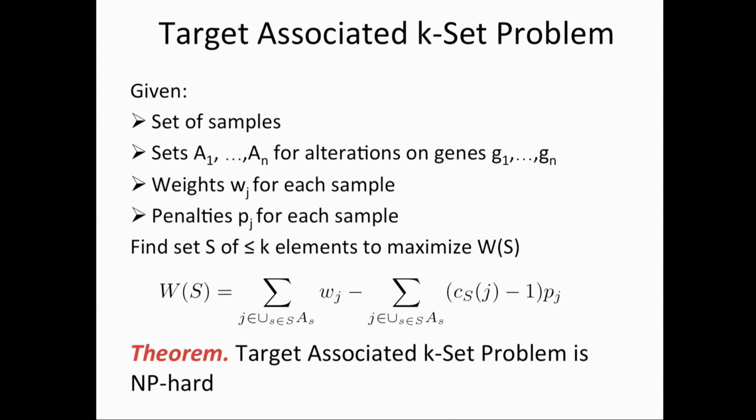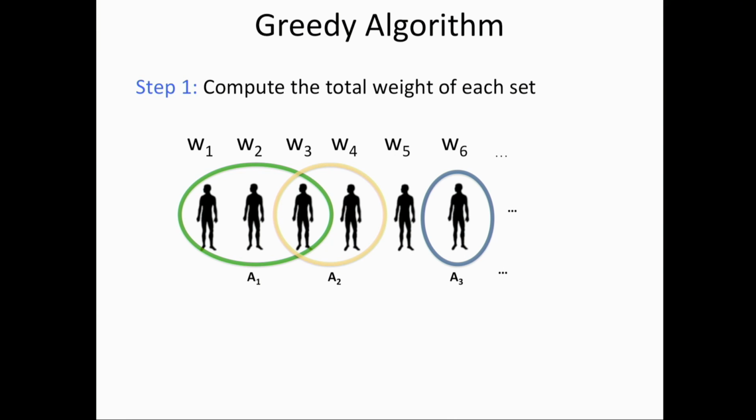Okay, so not surprisingly, this problem is NP-hard, as most of the problems, or I guess essentially all problems in computational biology turn out to be NP-hard. But we want to solve this problem anyway, even if it is NP-hard. So what we came up with is a greedy algorithm to solve the problem.